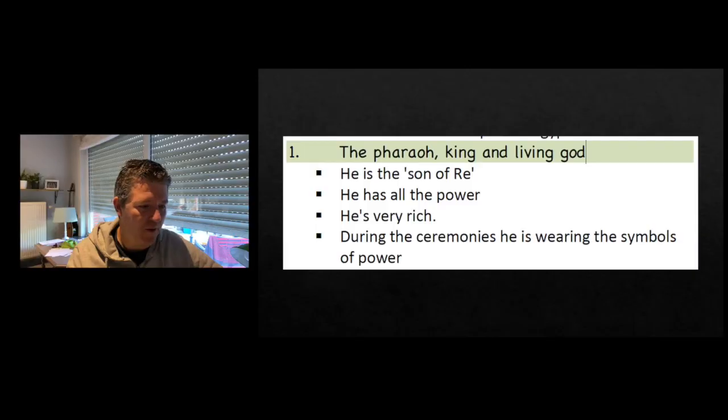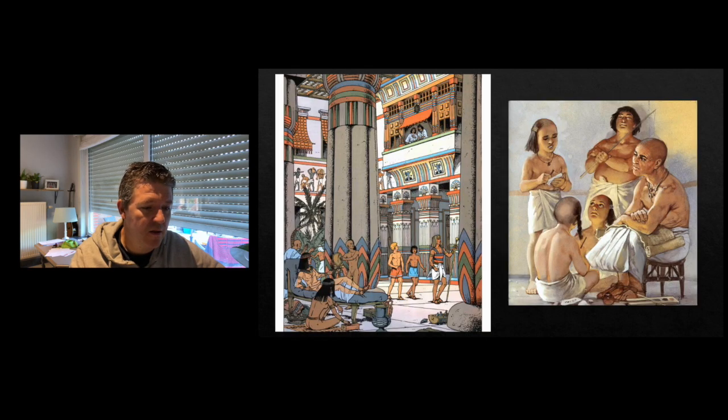Okay. So, in the book, the pharaoh is king and living god. He's the son of Ra. He has all the power. This is quite important. He's very rich. During ceremonies, he's wearing the symbols of power. Make sure that you know some of these symbols. So this was the palace on the left. That's where the pharaoh lived. So he had a very good life. He had slaves. There were lots of parties going on.